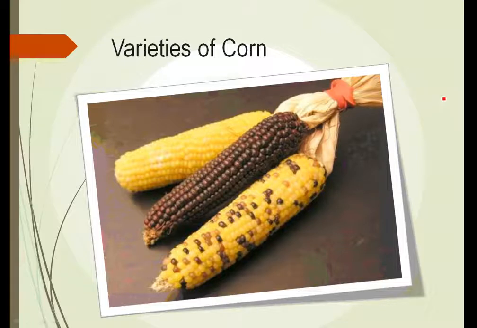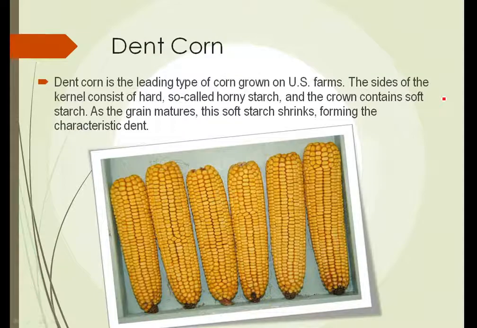There are three main varieties of corn. There's flint corn and dent corn and flour corn. We'll take a look at these. Dent corn is the largest type grown on farms in the U.S. And as you can see in the photograph here, these kernels each appear to have a little dent in the top, and that's where it gets its name.